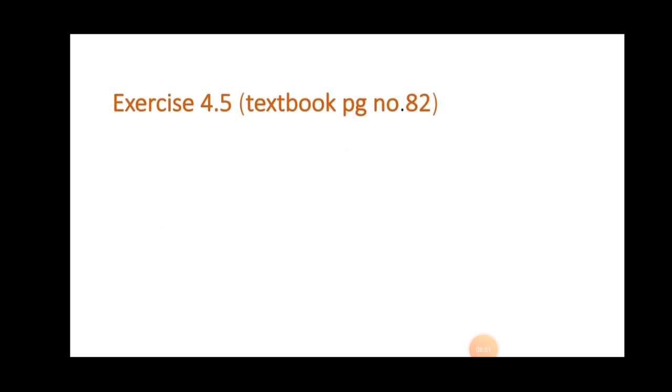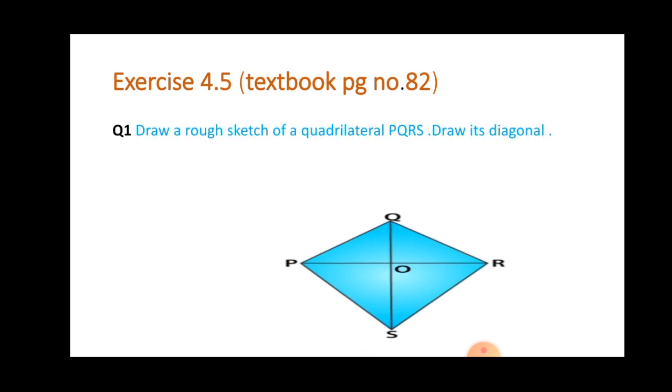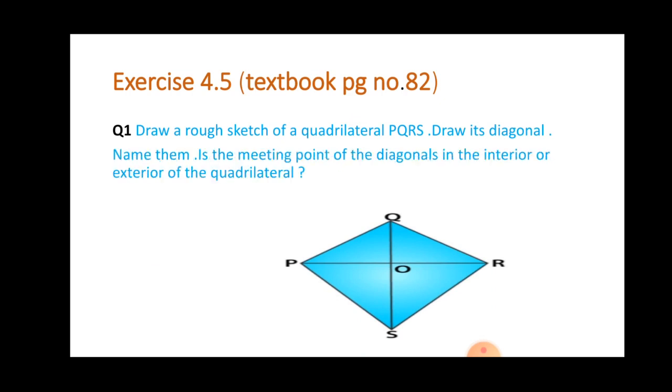So children, now we will come to the question given in exercise 4.5, in the textbook page number 82. Your question is: you need to draw a rough sketch of a quadrilateral PQRS, then draw its diagonals, name them, and then state whether the meeting point of the diagonals is in the interior or exterior of the quadrilateral.